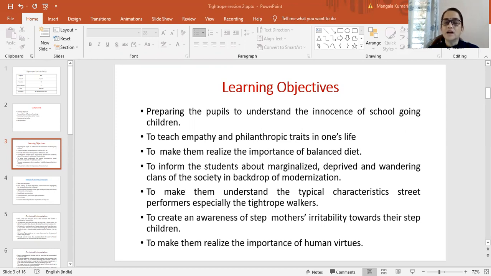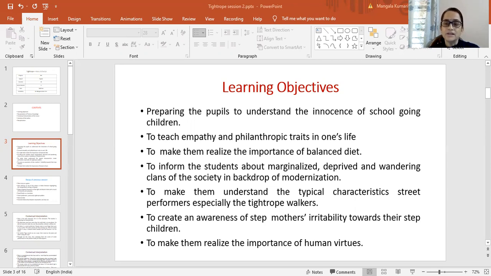This video is regarding the Tightrope. Tightrope is the fourth lesson prescribed for third semester BSc, Bengaluru North University. It is a short story. We are going to begin Tightrope. This is the first session. Here in this video, I am going to club two sessions, first and second sessions. Okay, let us start the lesson.